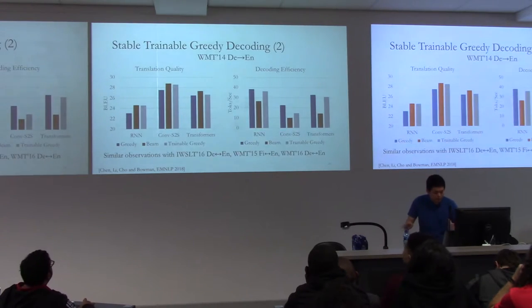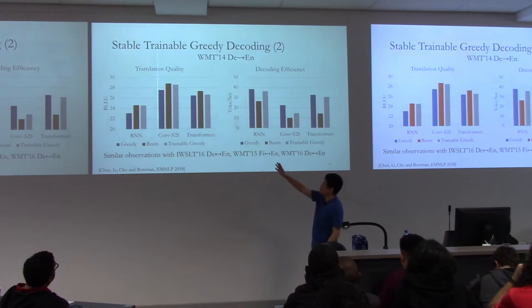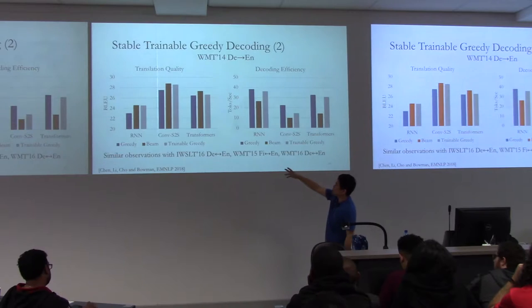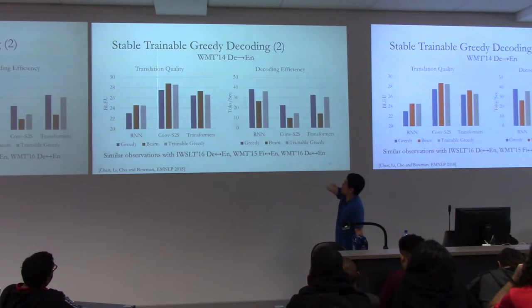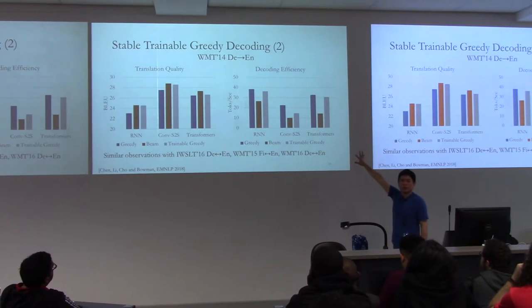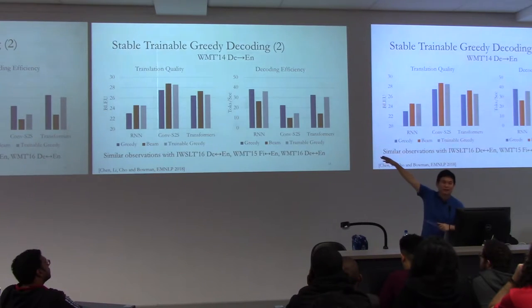And then once we did that, what we see is the translation quality, so this greedy is blue, beam is red, and gray is the trainable decoding, the proposed one. The translation quality does catch up almost with beam search, while the decoding efficiency doesn't get hurt compared to greedy decoding. So we were able to get to the goal that we wanted. Of course, the performance is still not that great, especially in the case of the transformers, so there is room for improvement.